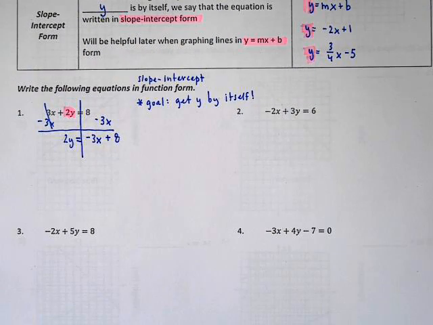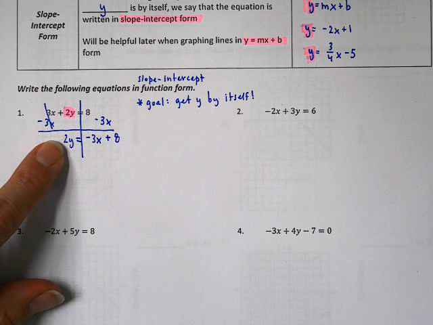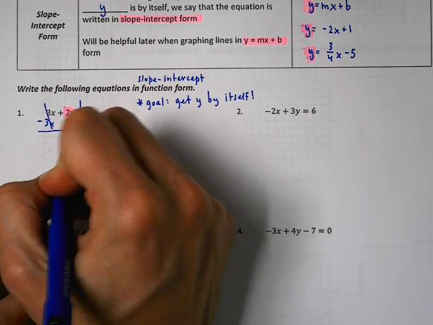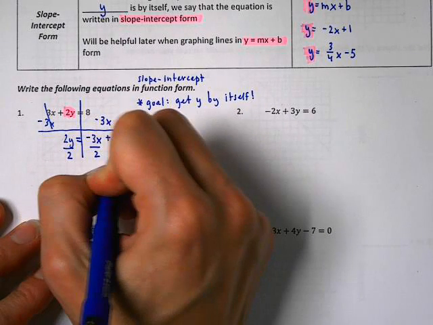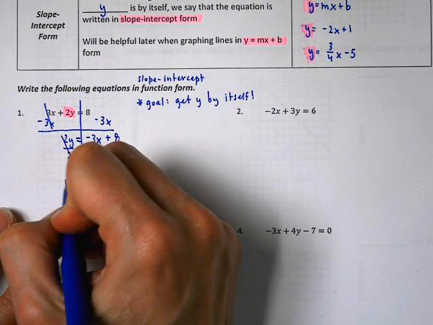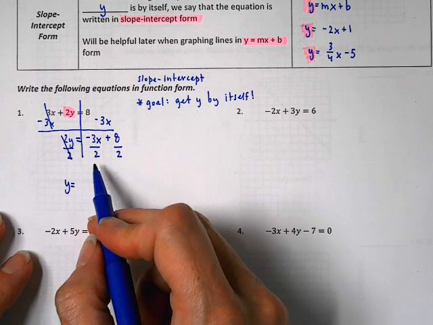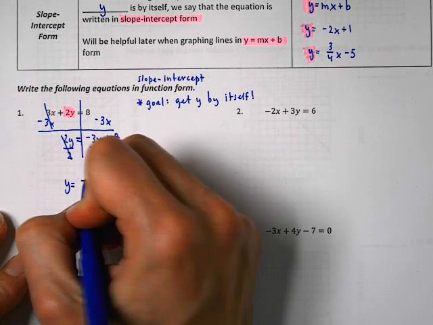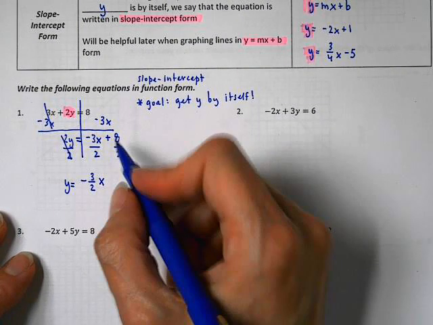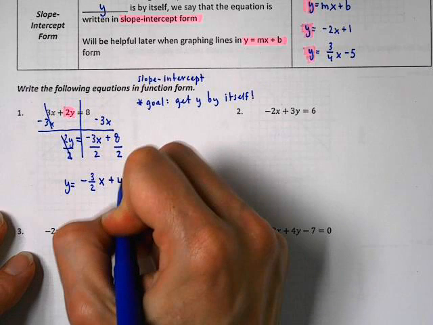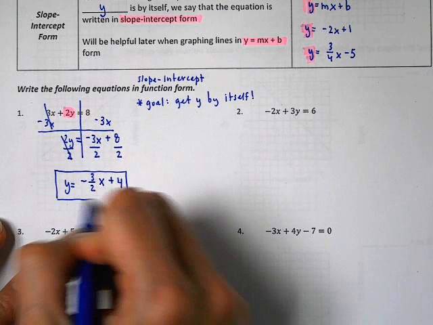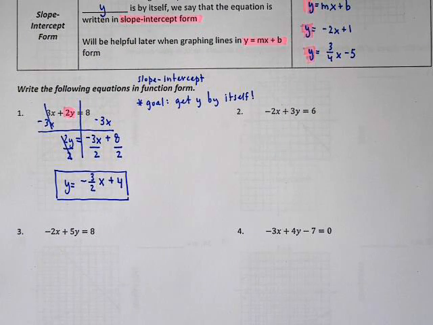Now my y is almost by itself, but I have this 2 in front. Since this is 2 times y, I'm going to divide by 2 to get rid of that coefficient. And I'm going to do that for all three terms. So now this is going to cancel. I have y equals, I'm going to leave the coefficient of x as a fraction. So negative 3 over 2 times x, and then 8 divided by 2 is going to give me a positive 4. Now my equation is in slope-intercept form, that y is all by itself.